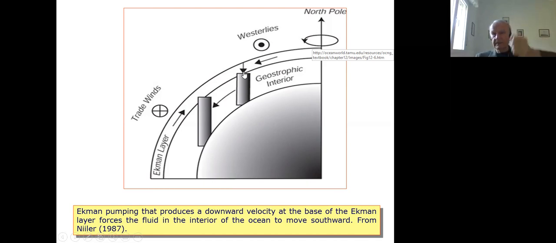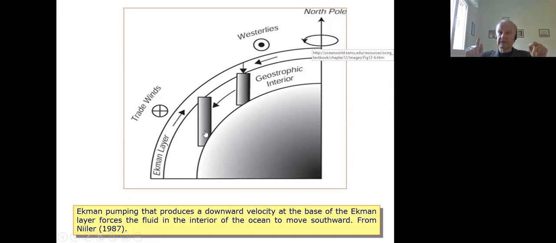stretches, becomes deeper. By becoming deeper, as we have seen before, it starts to rotate faster, and therefore it gains relative vorticity. But in order to preserve the potential vorticity for the constant depth, this water column has to move southward, has to move southward in order to preserve the potential vorticity.